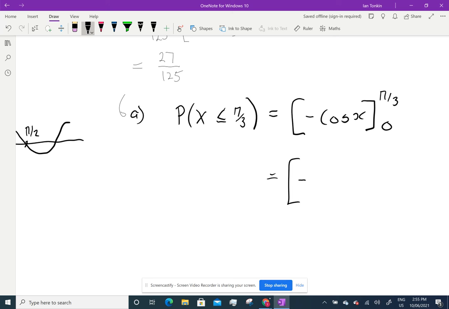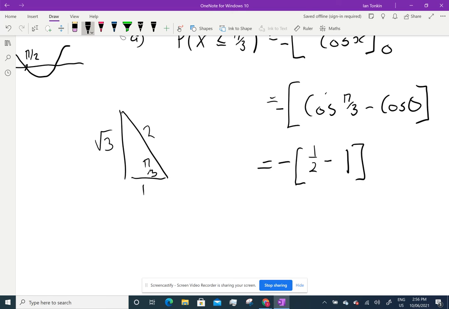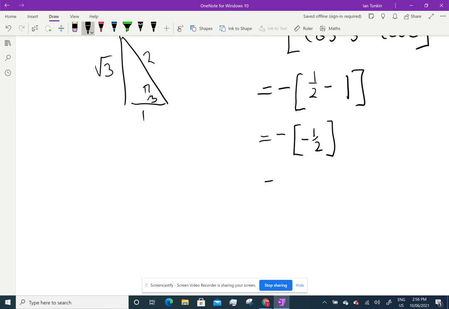Okay, so it's negative. Now, if that negative worries you, you can just take it out. Let's get it out, because it's just a constant, and I'm just going to put it out the front. So now I'm going to get cos of pi on 3 minus cos of 0, with my negative out the front. Now, cos of pi on 3. There's pi on 3. That's 1, that's 2, that's root 3. Cos is a half. So that's a half, minus cos of 0 which is 1, which gives me minus a half. A half minus 1 is minus a half. And that gives me a half.